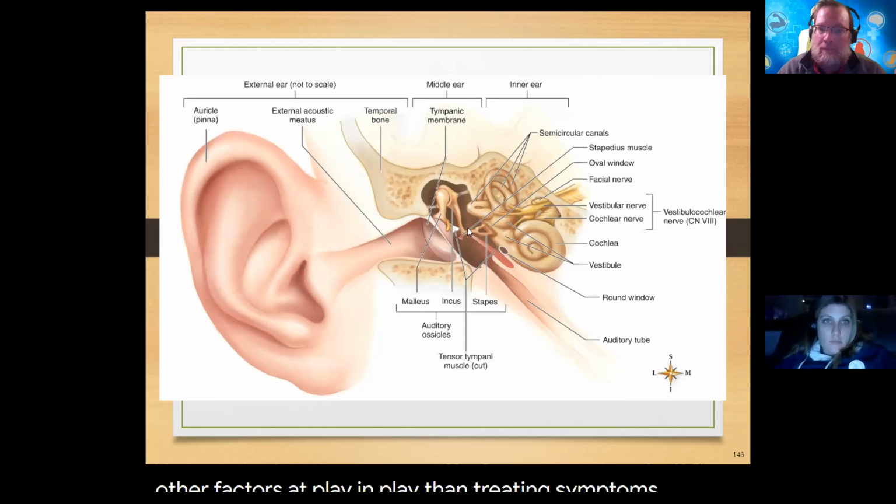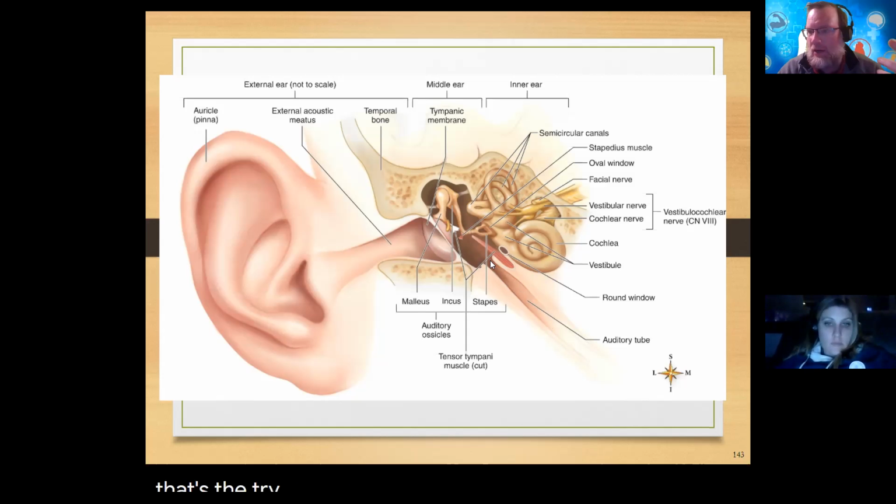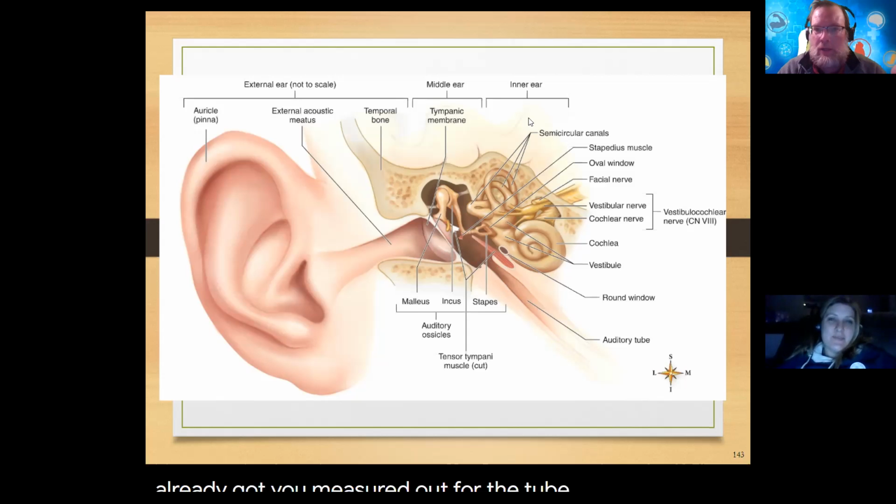But that's the triad of care, man. It's an insurance slam dunk too. They ask you what your insurance is, and you've got the Platinum Premier, man. They've got you on the table. They've already made the appointment. In fact, they probably have already got you measured out for the tube, and they're ready to start getting to work. So be careful with that.